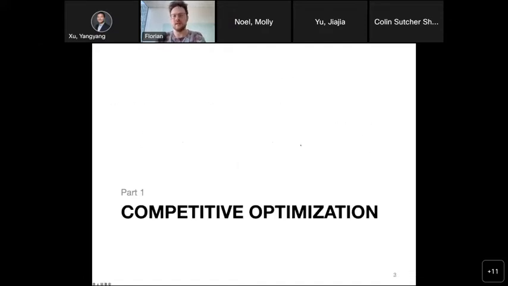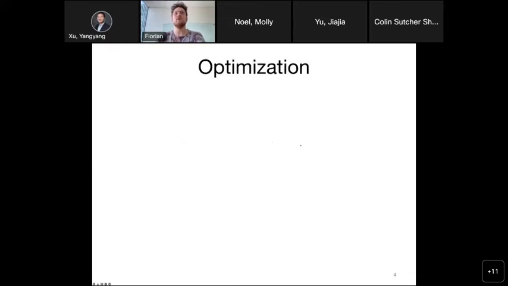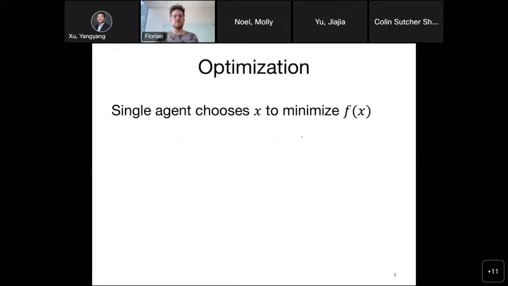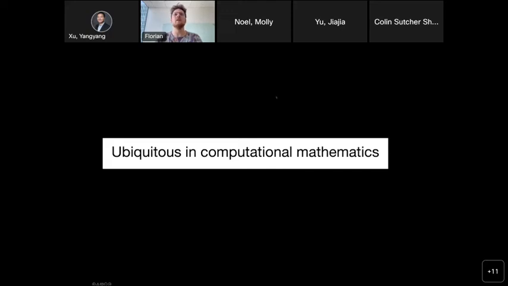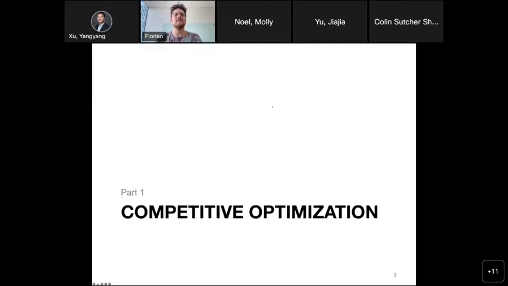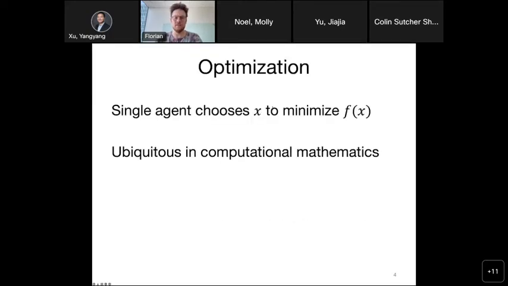So the first part, again, is on comparative optimization. What do I mean by comparative optimization? We all know single agent optimization, right? Where we're concerned with a single agent choosing a decision variable x, such as to minimize an objective f of x. And this is a ubiquitous paradigm that we use for designing algorithms.